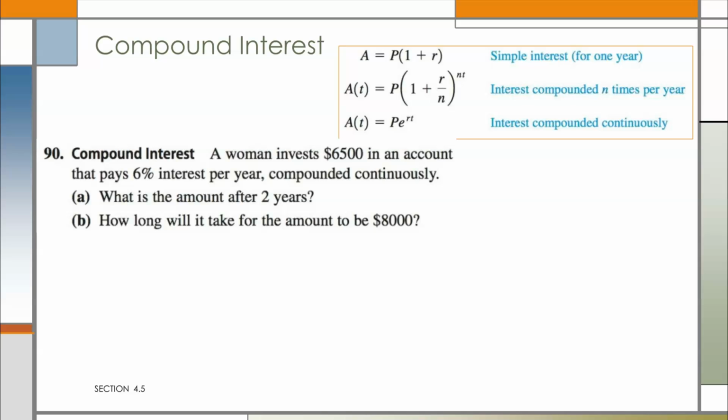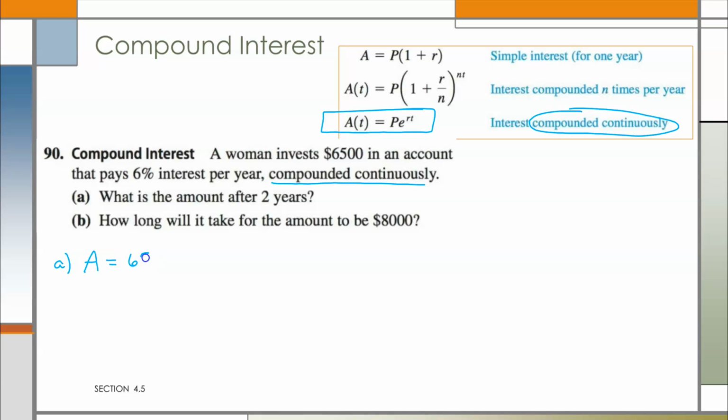Okay, reading through the problem. Sometimes it takes a few times to read through a problem, but once you do, you try to look for key wording. In this example, this is our key wording: compound continuously. If we're compounding continuously, then we're going to use the formula A equals P e to the rt. So for part A, what is the amount after 2 years?